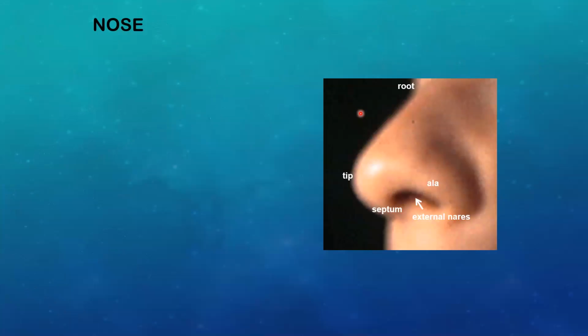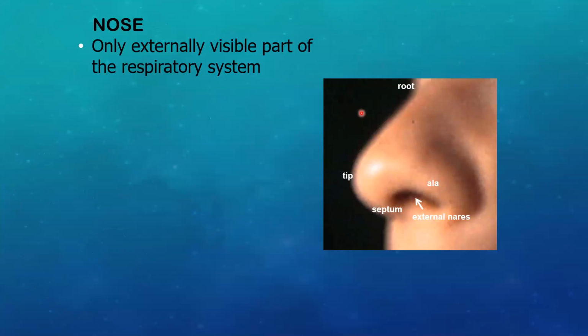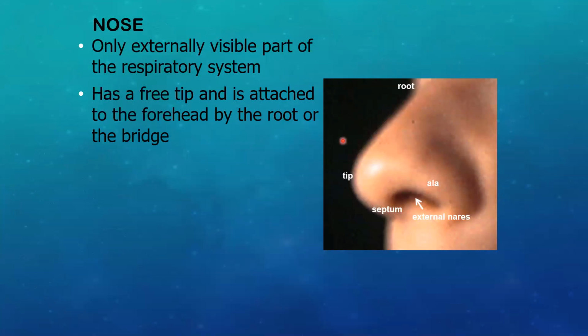So we'll begin with the external nose, and the different parts of the external nose, which is the visible external part of the respiratory system. It has a free tip, which is known as the tip. The attached part, by which it is attached to the forehead, is known as the root of the nose or the bridge of the nose.